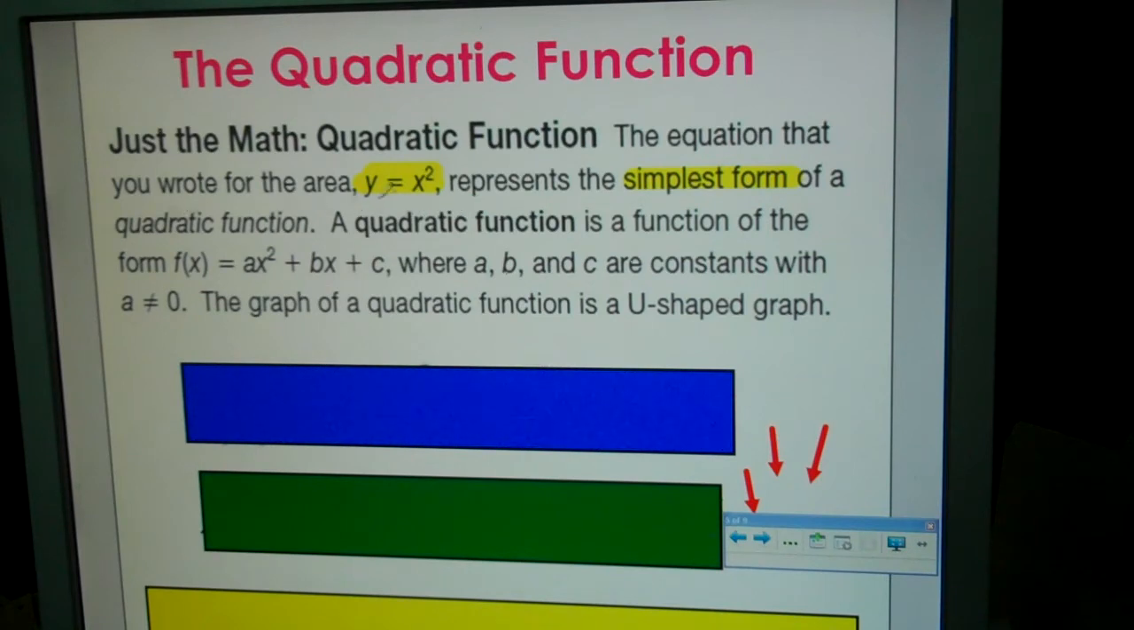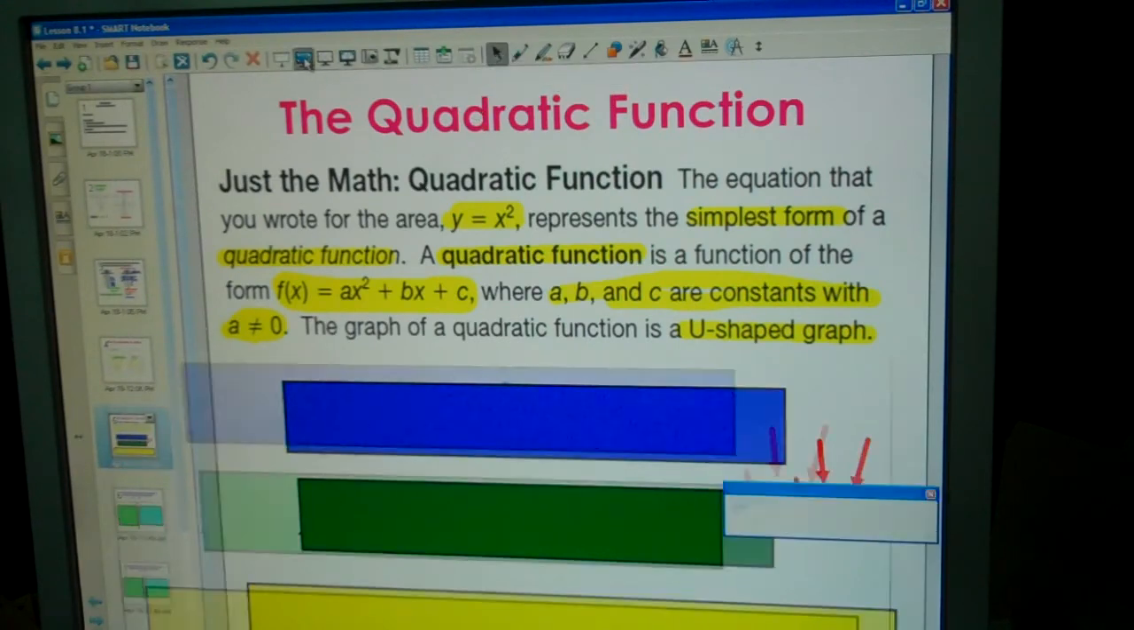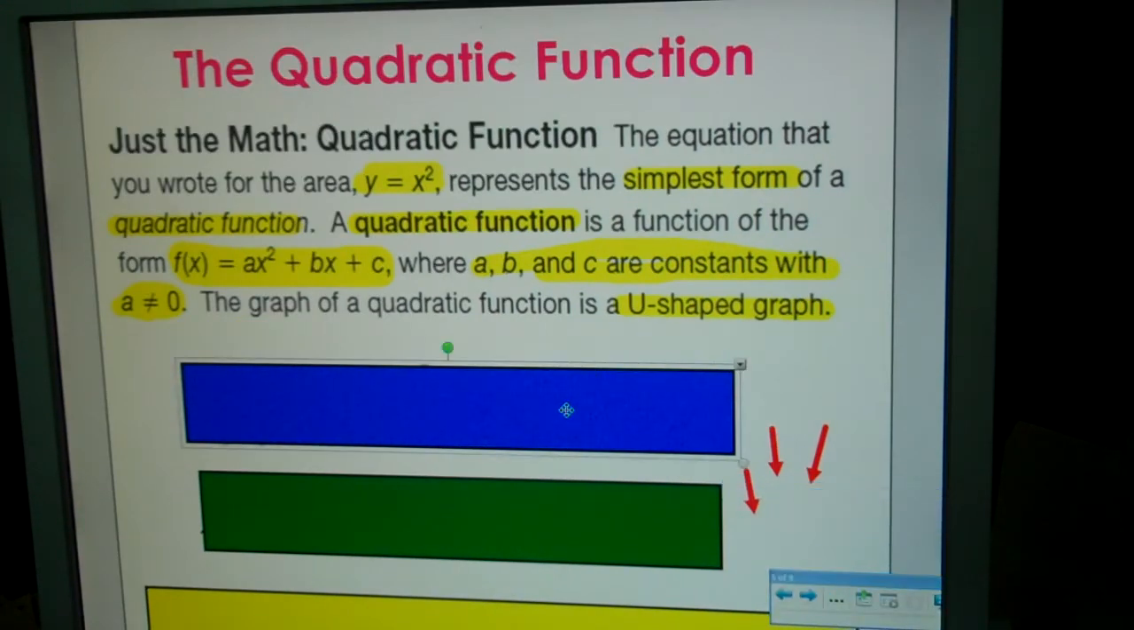The equation that you wrote for the area, that's a quadratic, y equals x squared, represents the simplest form. So that would be important. You don't have to copy this whole paragraph down, but you need to get the important stuff. Y equals x squared is the simplest form of a quadratic function. A quadratic function, important, is in the form, this right here could not be more important: f of x equals ax squared plus bx plus c, where a, b, and c are constants. Also make sure that you note a can never equal 0. You can't do that. The graph of a quadratic is U-shaped. Again, make sure you have that down. That's the important part. Don't copy that whole definition. You don't need it.